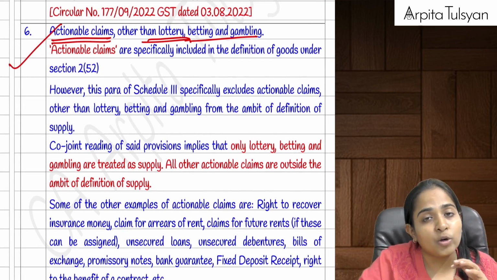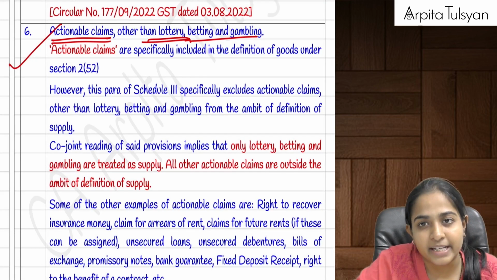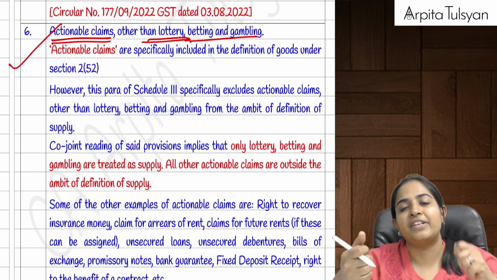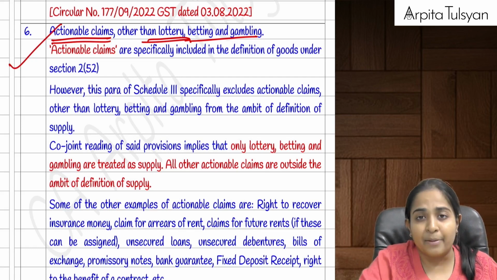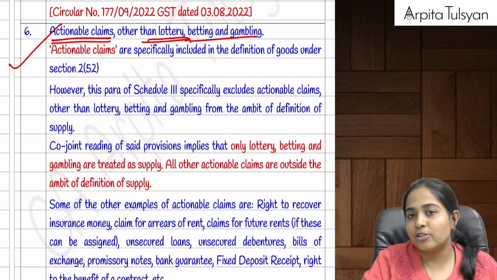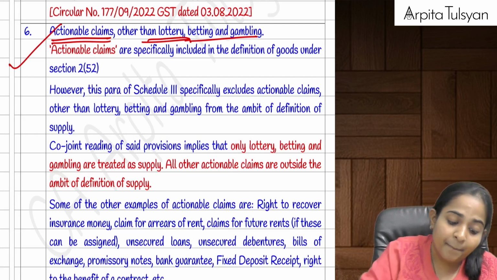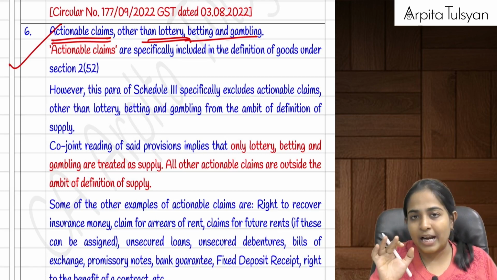These are totally considered as non-supply. Example, when you redeem your FD, when you produce your FD certificate with the bank and you take the money from the bank, that is an actionable claim. You are asking for the debt from the bank. In that case, it is not liable to GST at all.